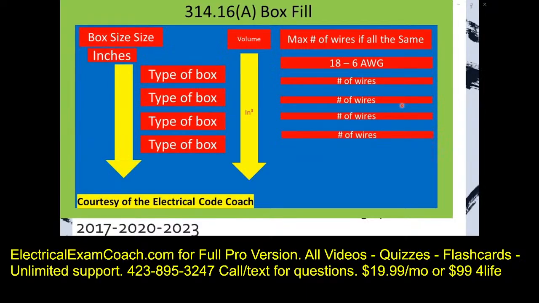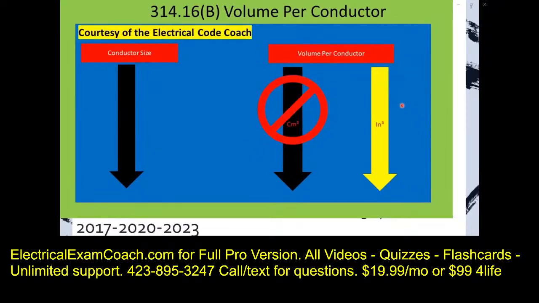Now let's look at the second table that we're going to be dealing with for box fill. And it's right below there. It's 314.16b, and this one's very simple to understand. On the left-hand side is our conductor size, and on the far right-hand side is going to be our cubic inch volume. Every box can only handle so many wires and devices, and that's what we're going to learn in this lesson here today. Each box has so many cubic inches that you can fill, and each conductor and device takes up so many cubic inches of that box. Now, let's do some practice questions and get to it.